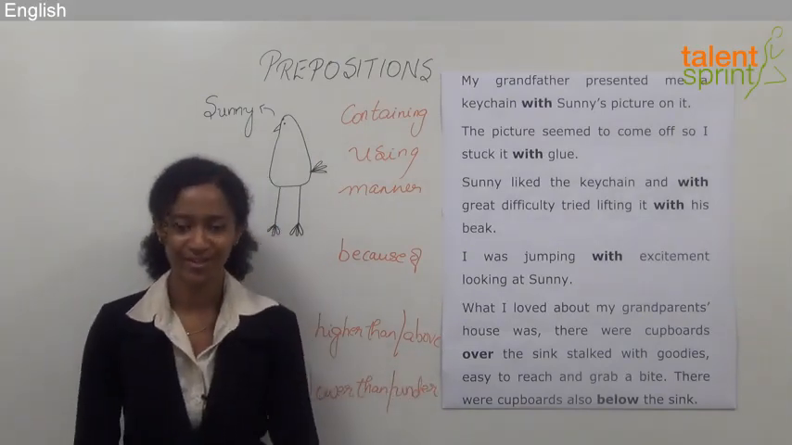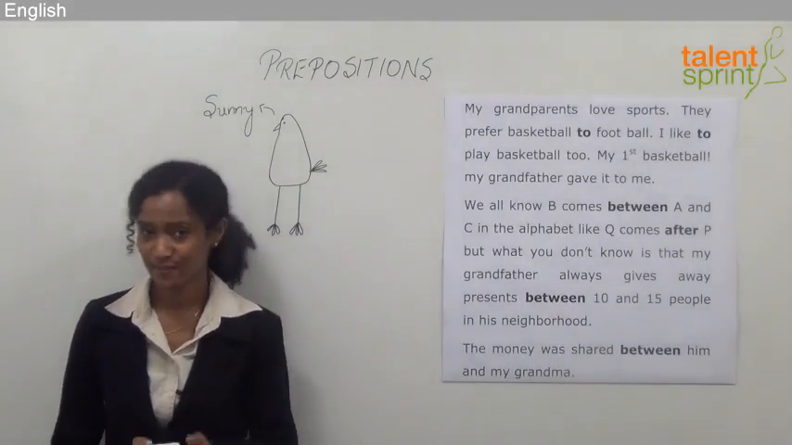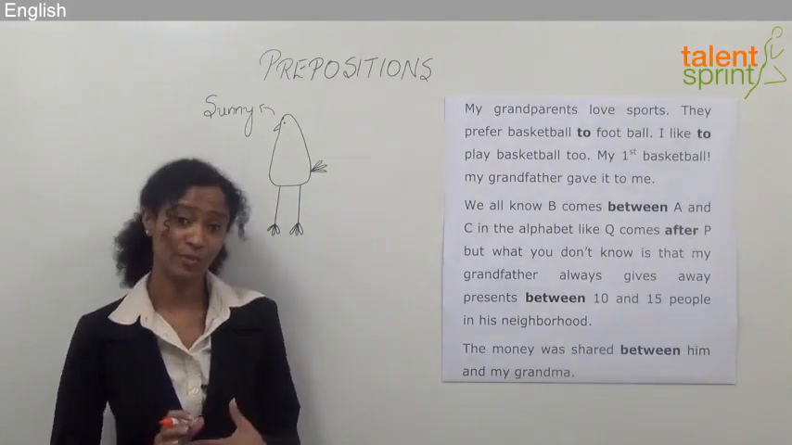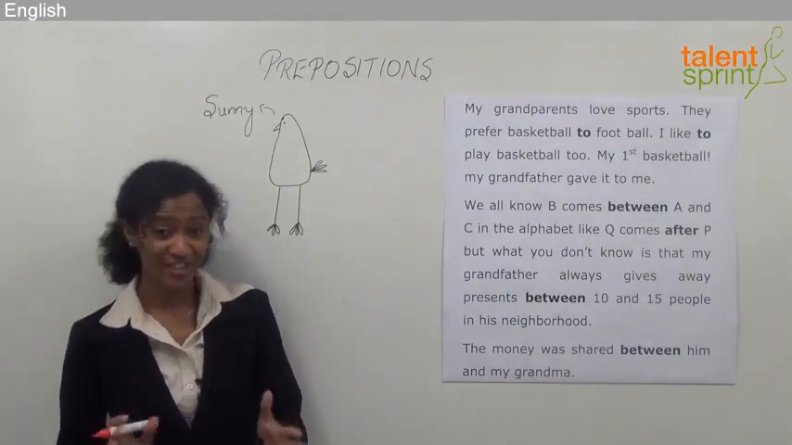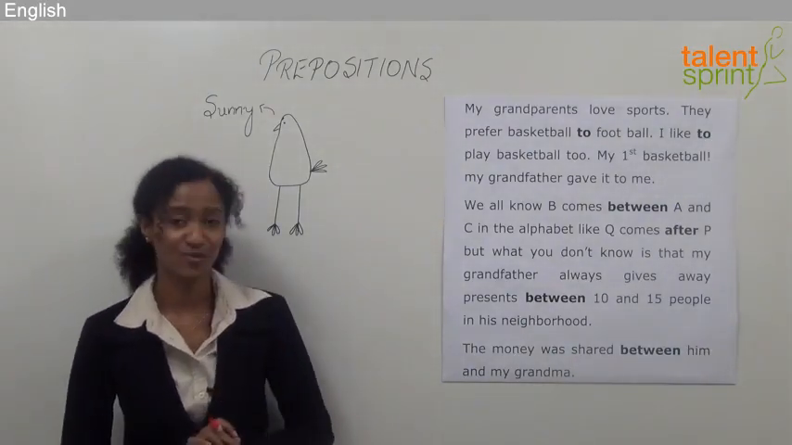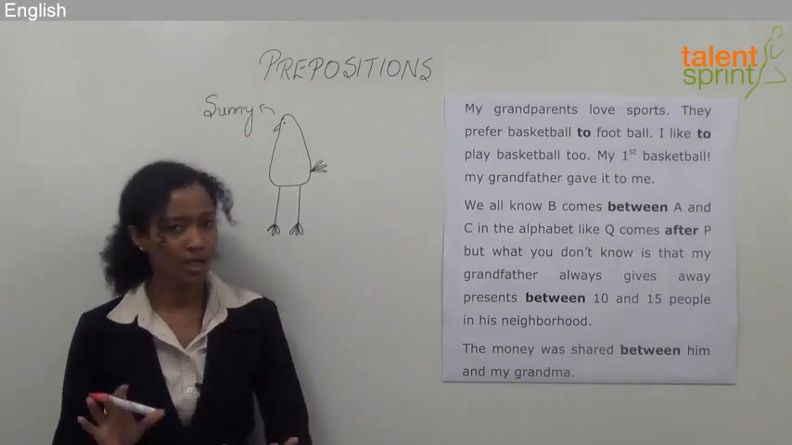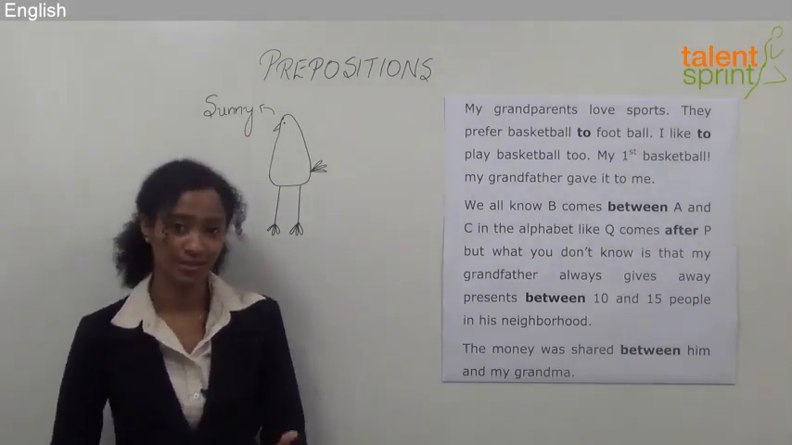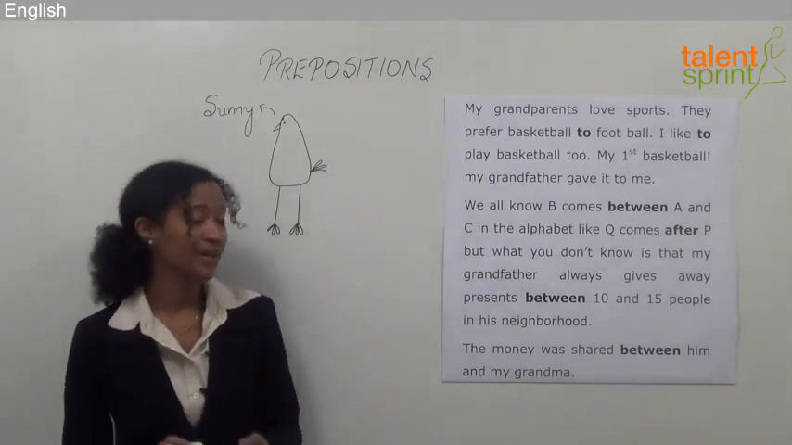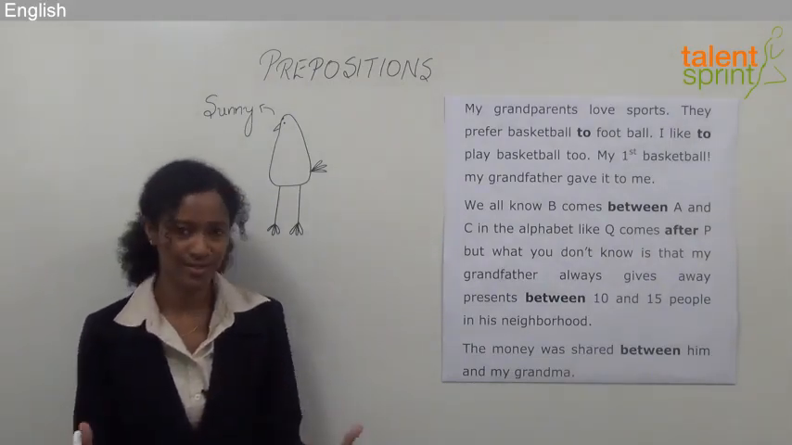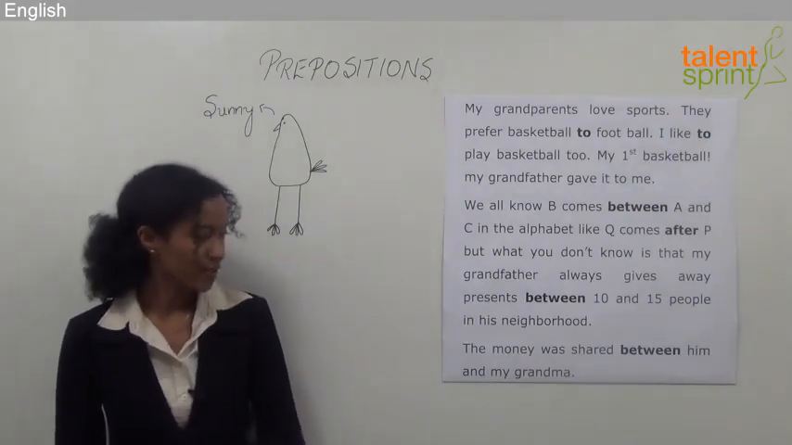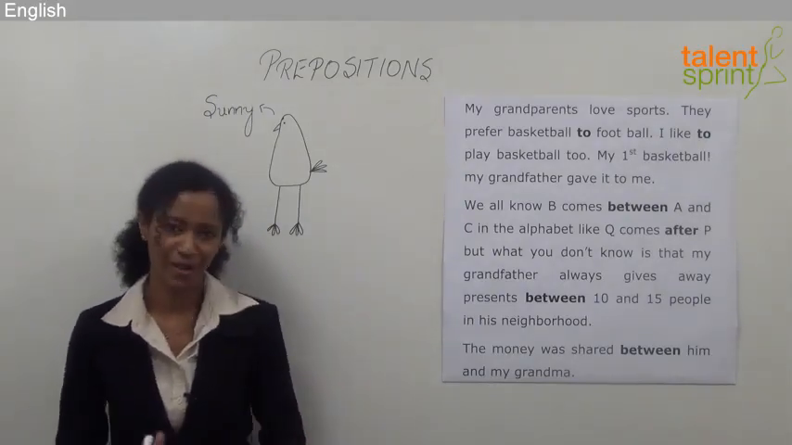Let's continue our story. My grandparents love sports. They prefer basketball to football. I like to play basketball too. My first basketball, my grandfather gave it to me. We all know B comes between A and C in the alphabet, like Q comes after P. But what you don't know is that my grandfather always gives away presents between 10 and 15 people in his neighborhood. The money was shared between him and my grandma.